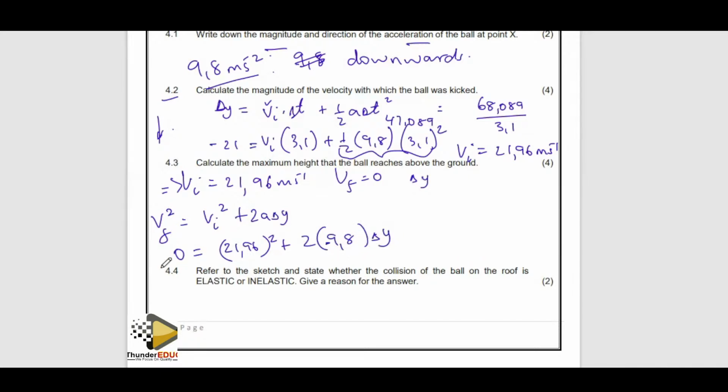Now I move it that side, it's going to be 19.6y. What is 21.96 squared? Getting 482.2416. Then divide by 19.6, and that cancels out, and then my y becomes 24.60 meters. So this is the maximum height that the ball is going to reach.